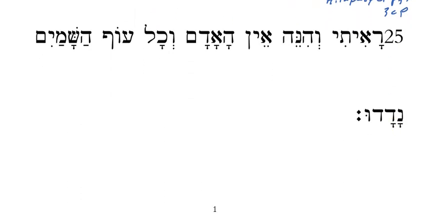Now verse 25. Let's read this. And repeat after me. Ra'ithi, v'hene ein ha'adam, v'chol of hashamayim nadadu.